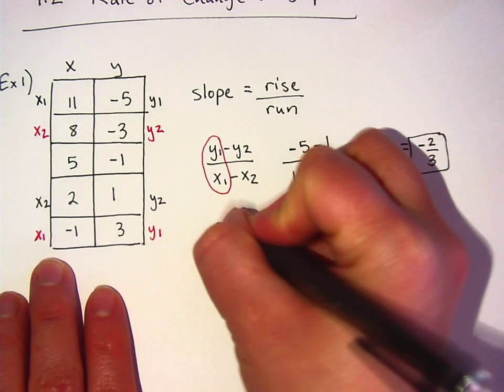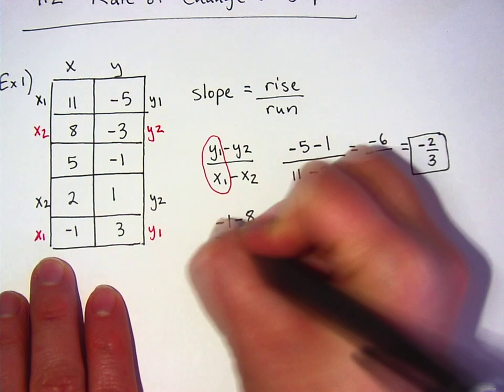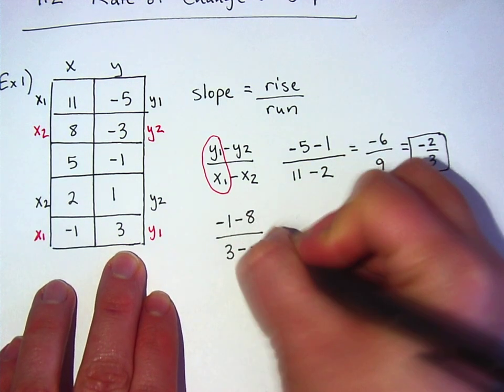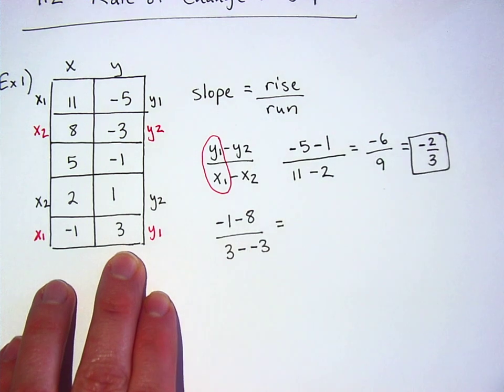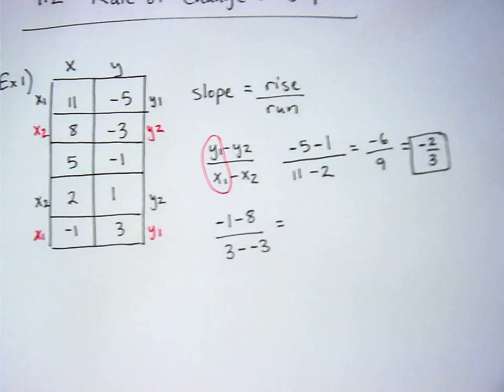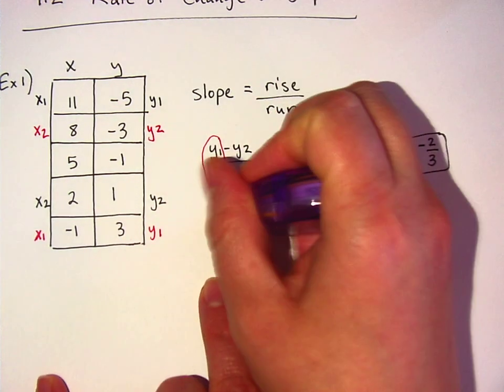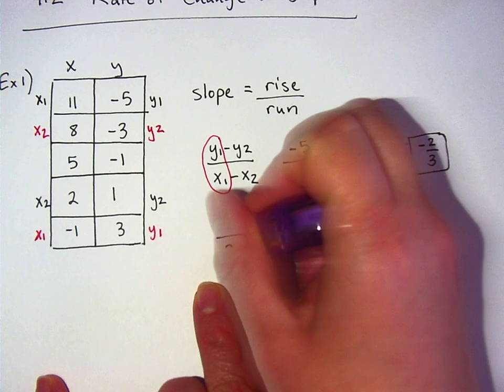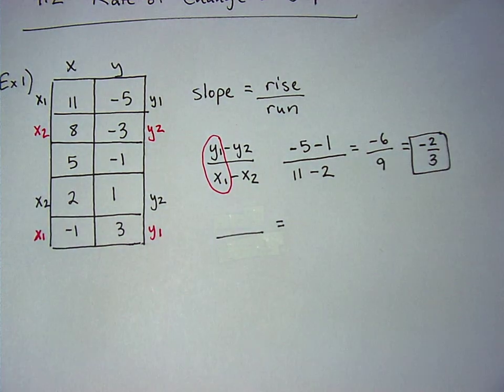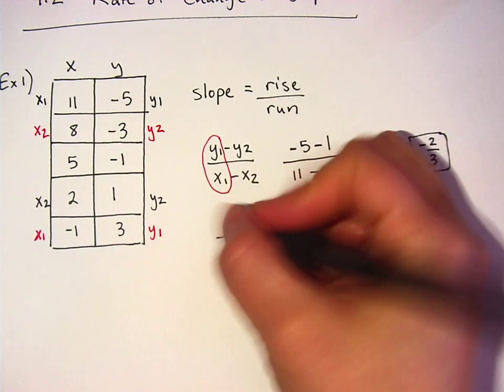All right, I'm going to try this out. Let's see, -1 minus 8 on top, and on the bottom is 3 minus a -3. Nope, I did that backwards. Do you guys see what mistake I made? Yeah, the y's go on top because it's rise, and rise is up and down.